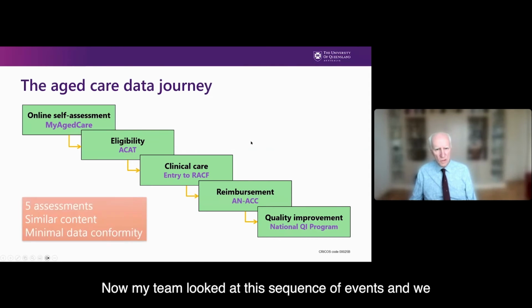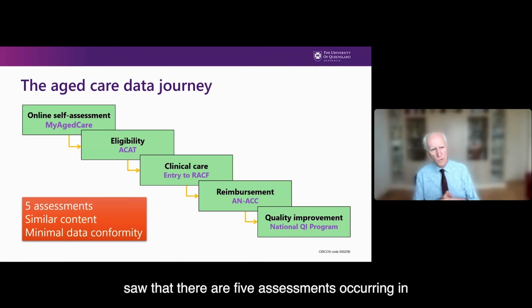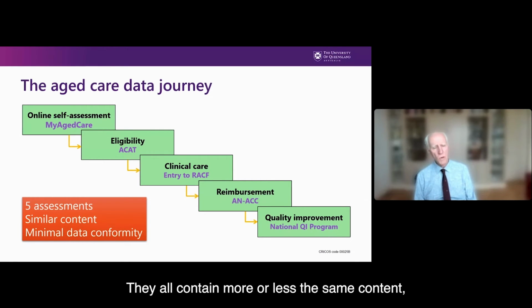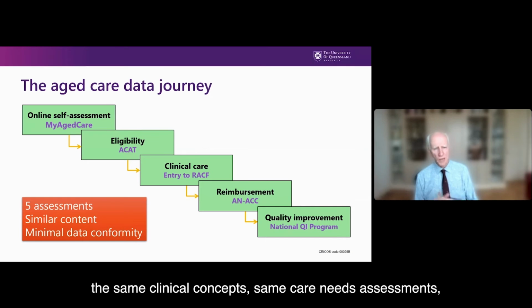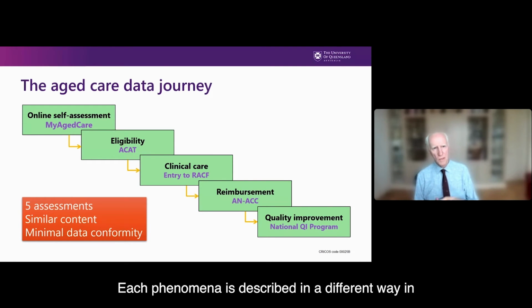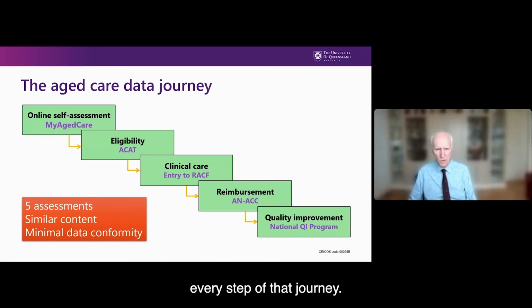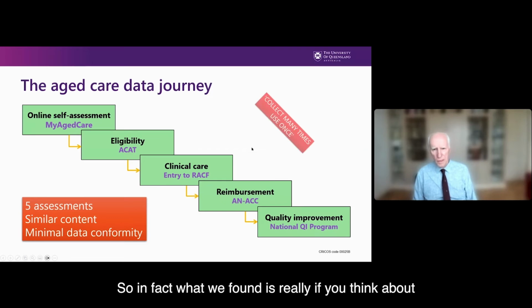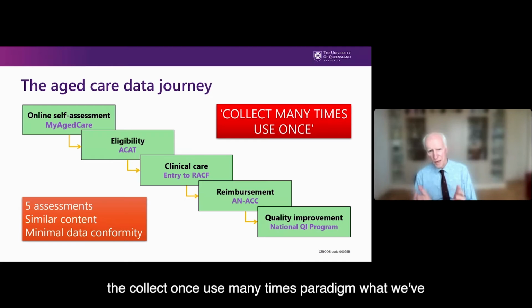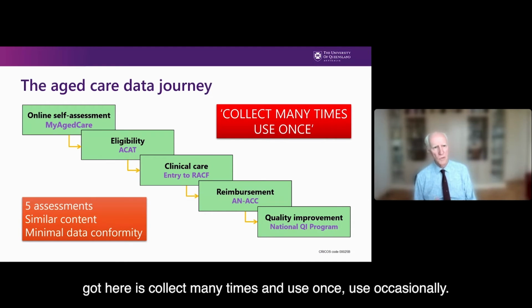Now, my team looked at this sequence of events and we saw that there are 5 assessments occurring in rapid succession. They all contain more or less the same content, the same clinical concepts, same care needs assessments, but there's virtually no data conformity. Each phenomenon is described in a different way in every step of that journey. So, in fact, if you think about the collect once, use many times paradigm, what we've got here is collect many times and use once, use occasionally.